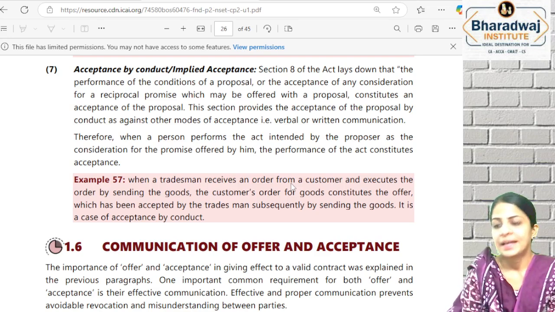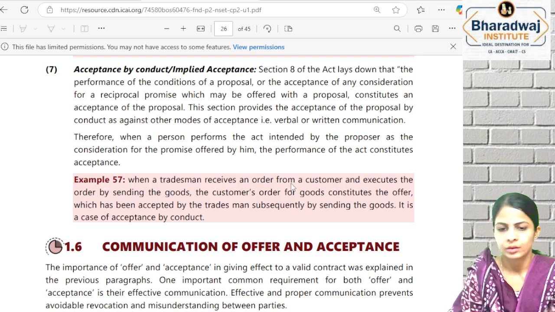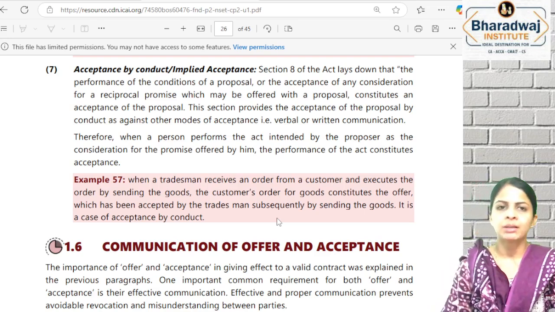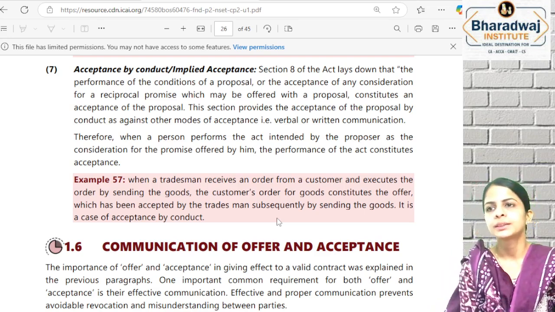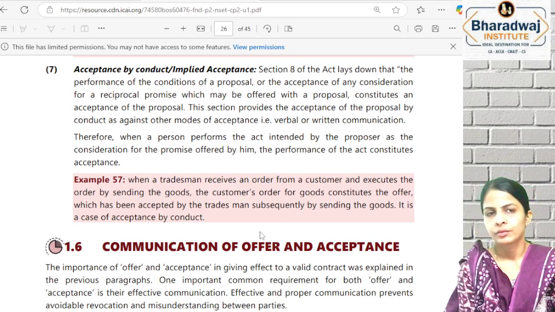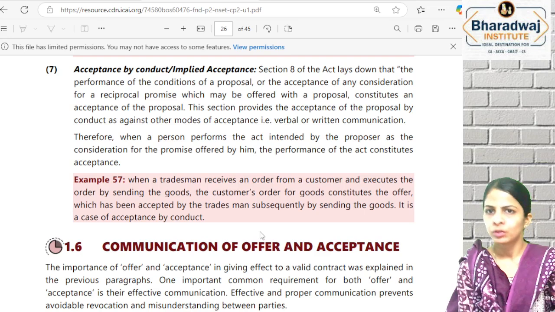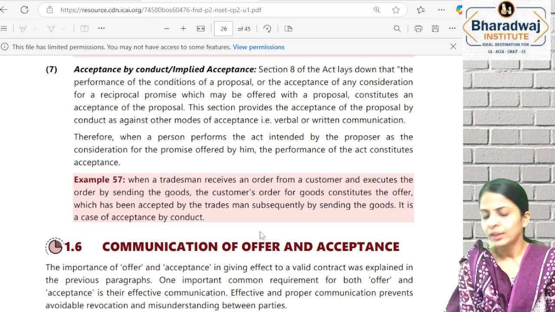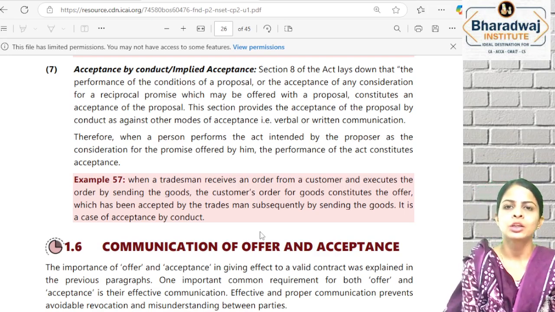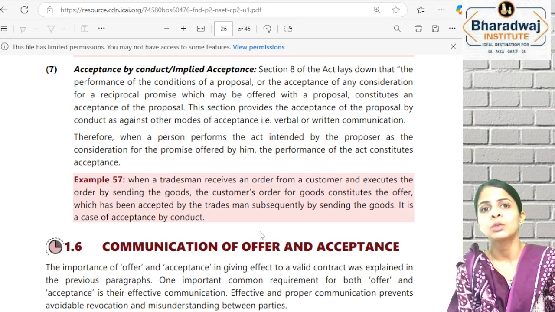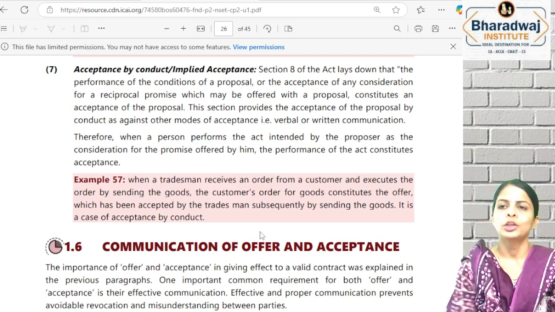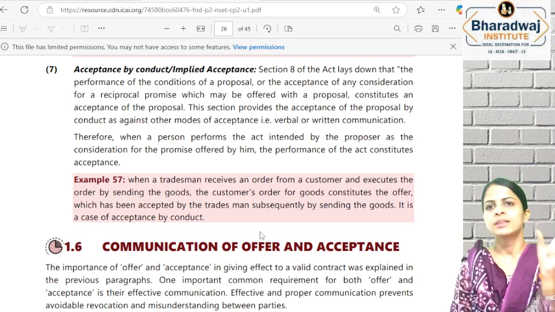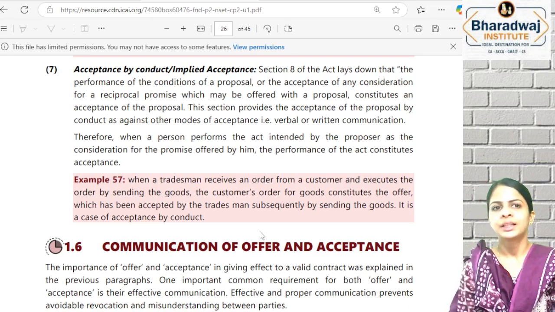Rules of valid acceptance. First rule: acceptance must be given by the person to whom the offer is made. In case of a specific offer, that particular person. In case of a general offer, any person. Second: acceptance cannot be conditional or qualified. It has to be absolute and unqualified. So you cannot attach terms and conditions and then say, okay, I am ready to accept. You make these modifications, that is not a valid acceptance.